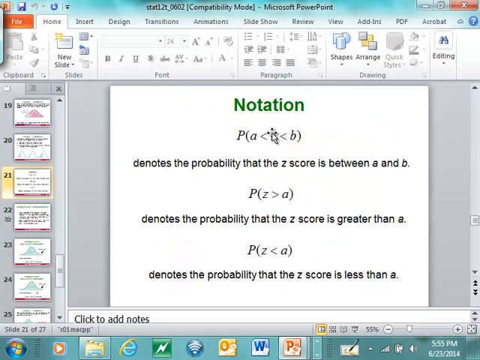Now, a little bit of notation. When we say that z, or whatever random variable that you're using, typically we use z for the standard normal, lies on some interval, that's an event, and we calculate probabilities of an event. So if we want to calculate the probability that z lies on some interval from a to b, this is what the notation looks like. Otherwise, if we want to calculate the probability that z is greater than some number a or less than some number a, this is what it looks like.